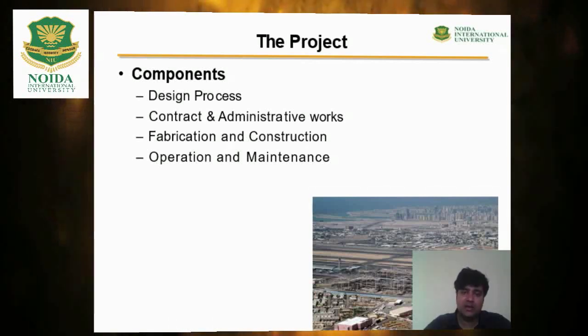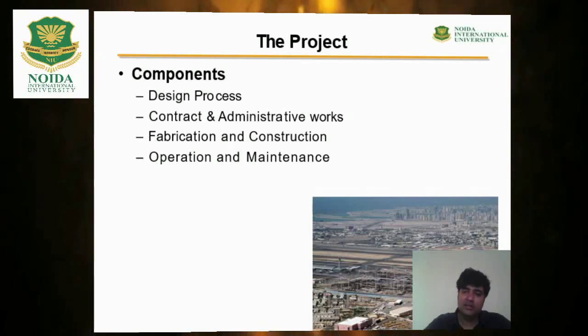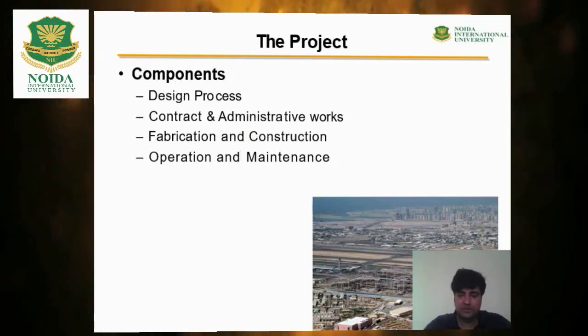So these are the components of our projects. First we complete the design process. Second is the contract and administration: we have to give the contract and the administrative work. Then we construct, and the fabrication of the structure is done. After completing these three parts, we operationalize the structure, and the maintenance starts from that point through the service life of the structure.